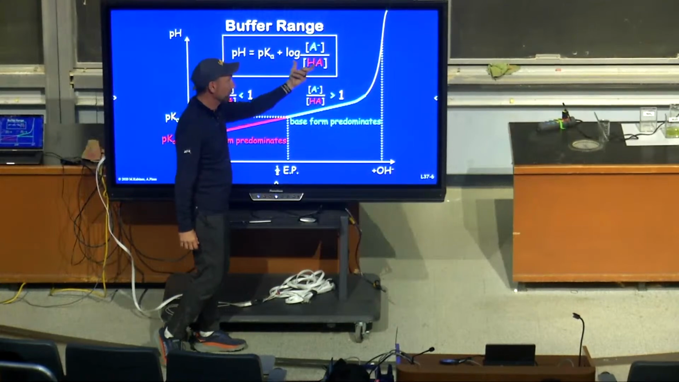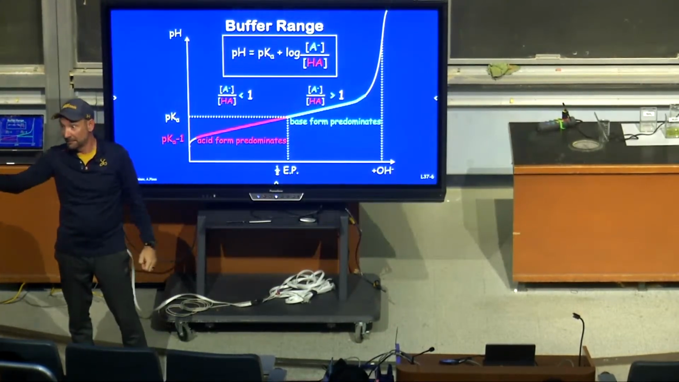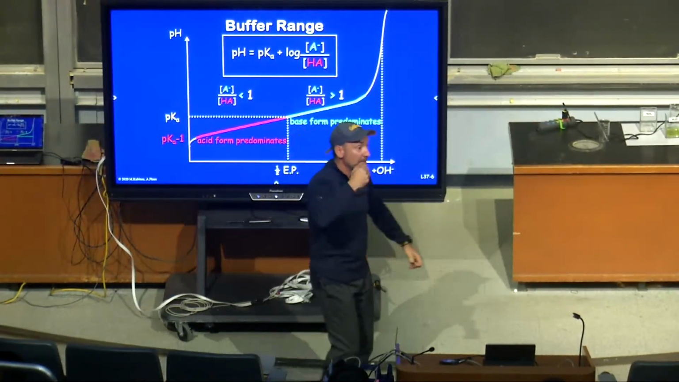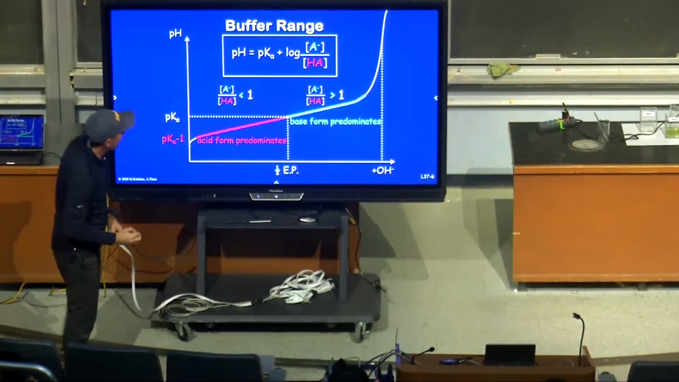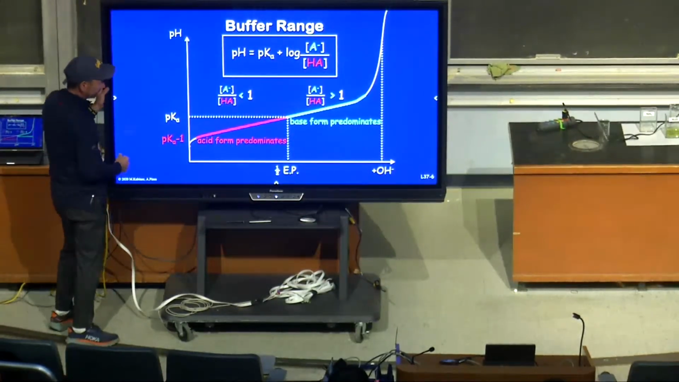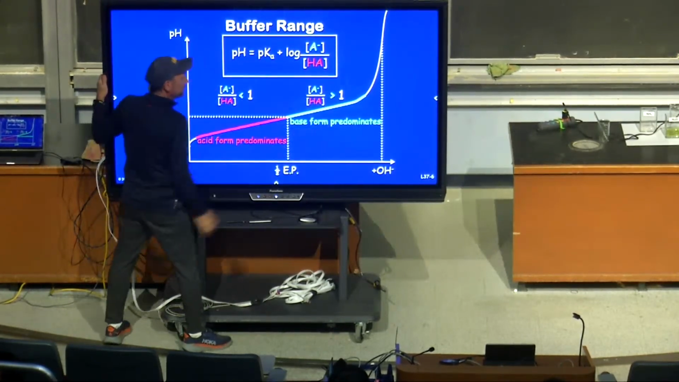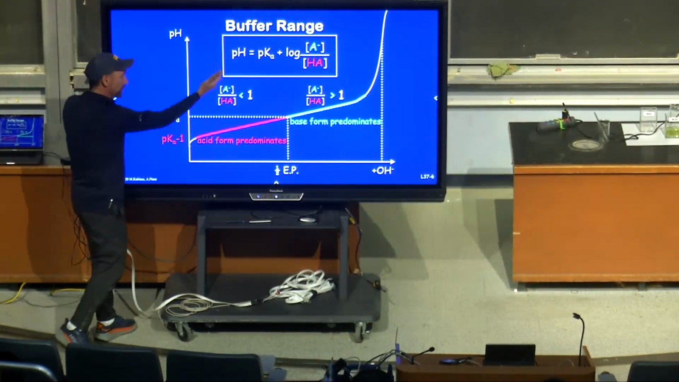Because you don't practice with logs very often. There's just some rules of logarithms. Log of 1 is 0, log of a fraction is a negative number, log of a number bigger than 1 is a positive number. Okay? Take those things home to the bank. Need to know them. Okay? So you have base form is more likely here. The acid form is more likely here, of course.